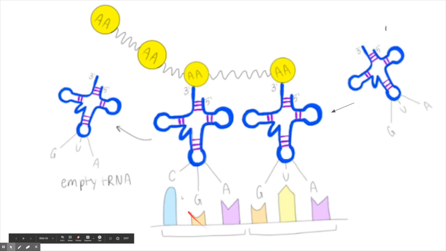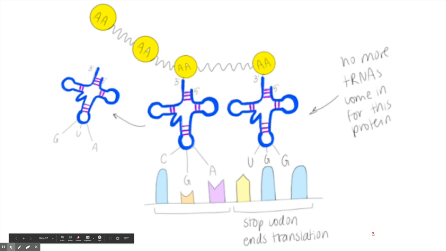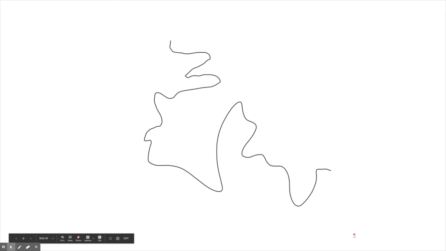As the tRNA leaves, the amino acid that was previously attached to it is left behind in the chain. The ribosomes continue this process until a stop codon in the mRNA is reached, ending translation. The result of translation is a chain of amino acids which then undergo the folding process that results in the formation of a protein.